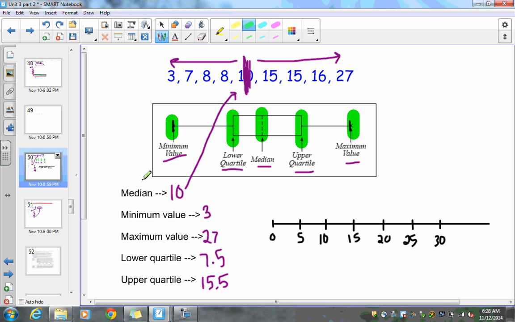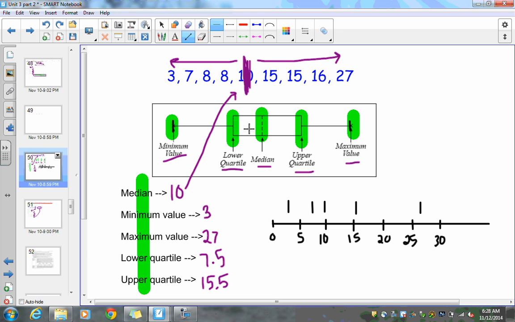So what I'm going to do is, for each of these 5 number summaries, I'm just going to put a little dash. I'm going to start with the minimum value, which was 3, so I'm going to put 3 right there. There's my first dash. My lower quartile is 7.5, which would be about right here. Remember, it's not going to be 100% perfect. It should be thereabouts. The median is right there. Let's see, where are we at? Upper quartile, we'll just say, is right there. And then the maximum value would be 27, which would be about right there.